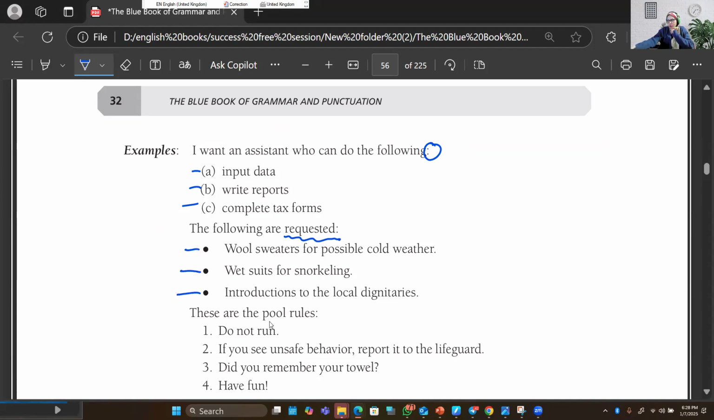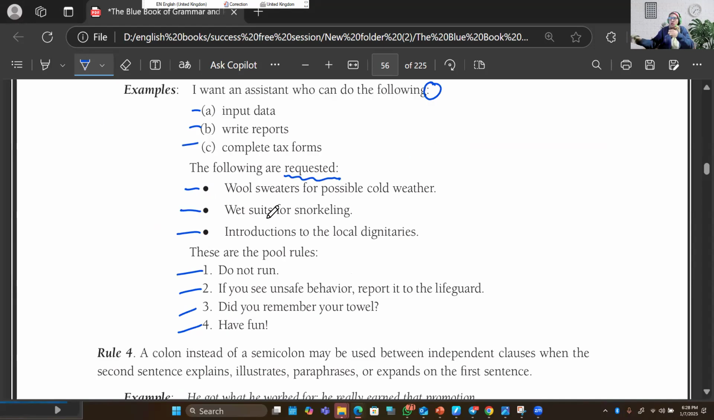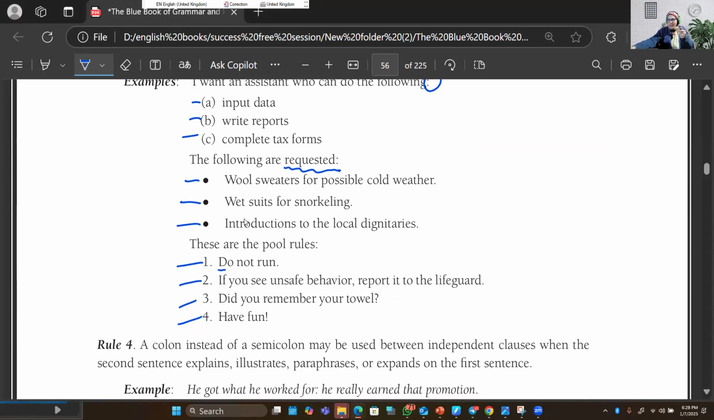These are the pool rules, and then you write 1, 2, 3, 4, like this. Okay? In this case, you have to start with a capital letter. But in the other cases, the listing after the colon is not capitalized. We capitalize them only if we are going to put them into ABC or bullet points or 1, 2, 3, and so on.